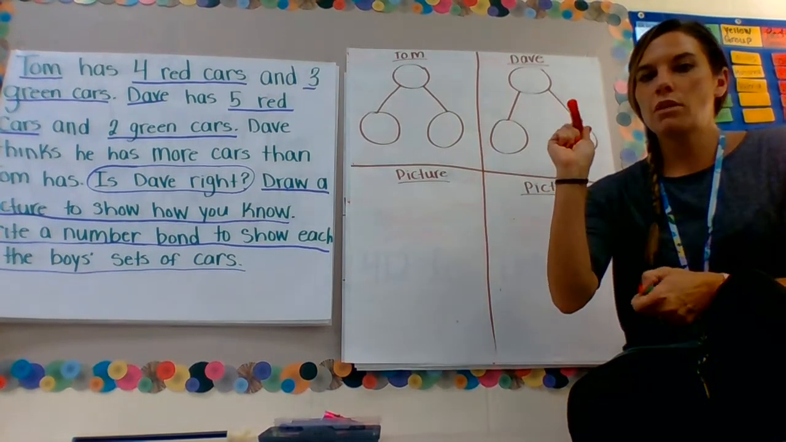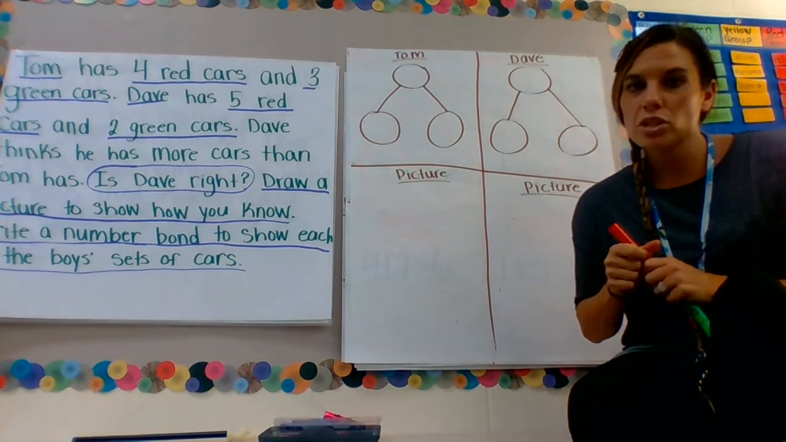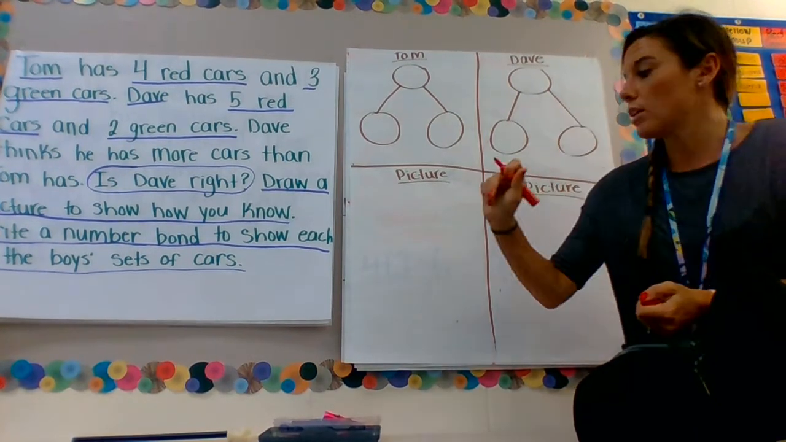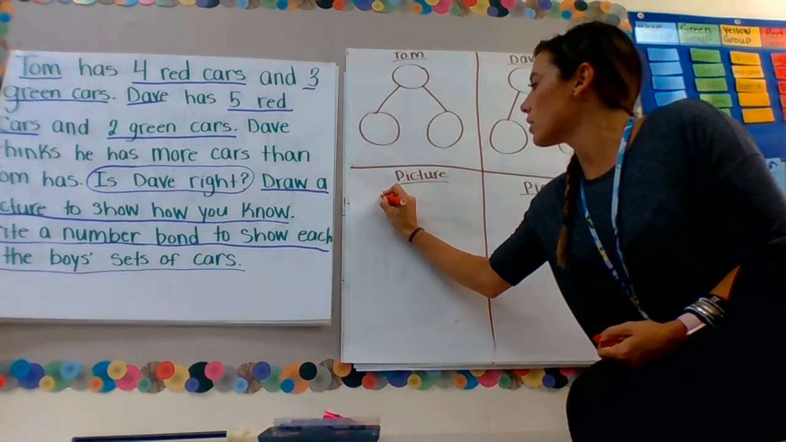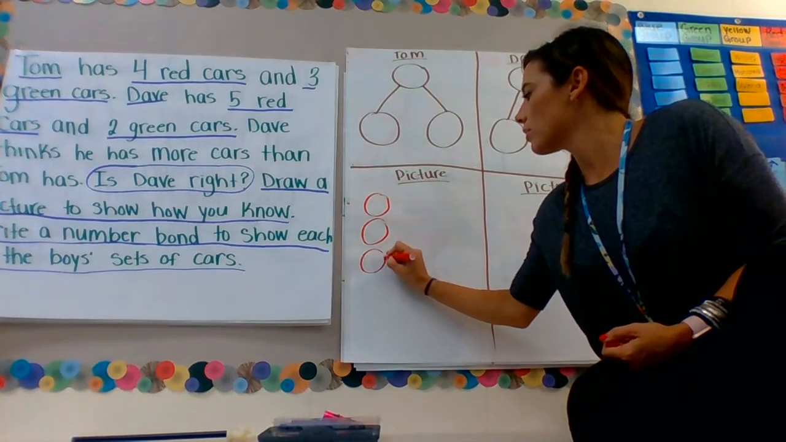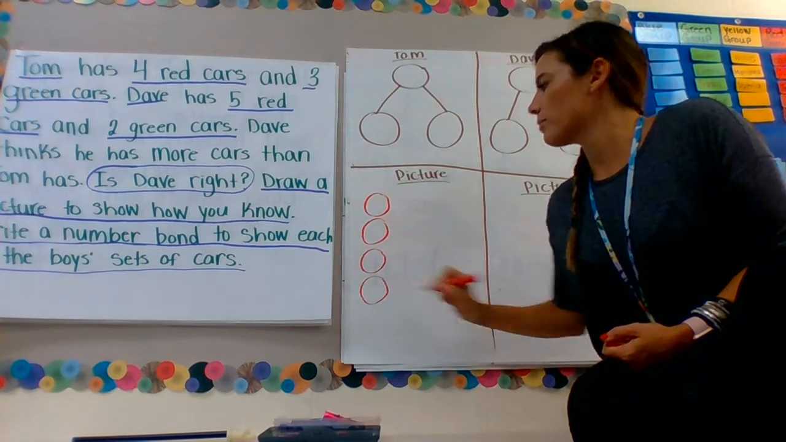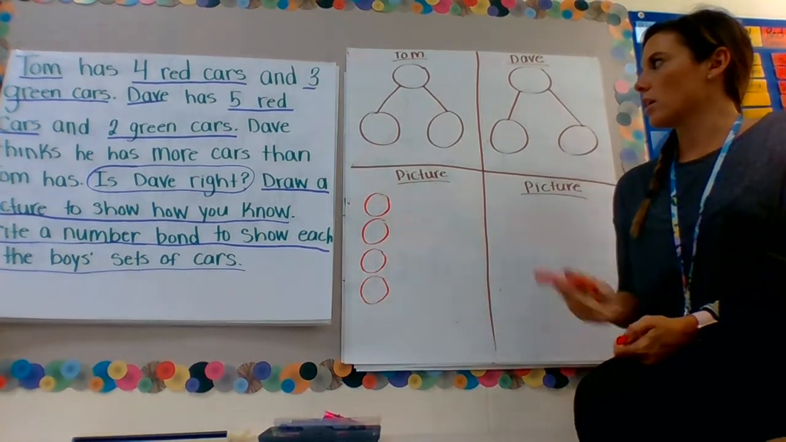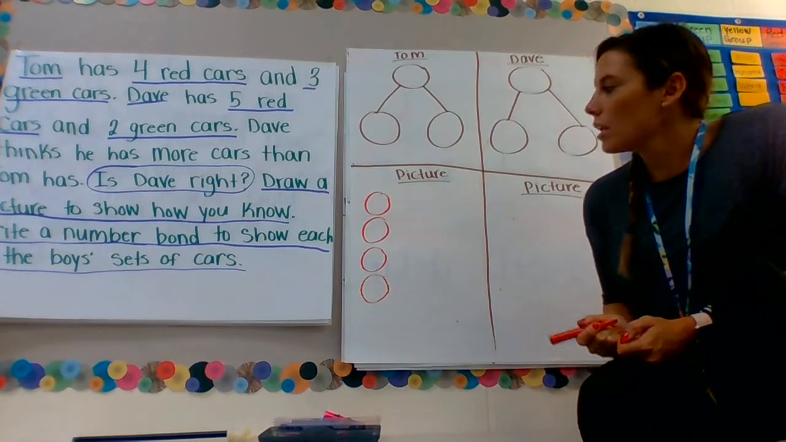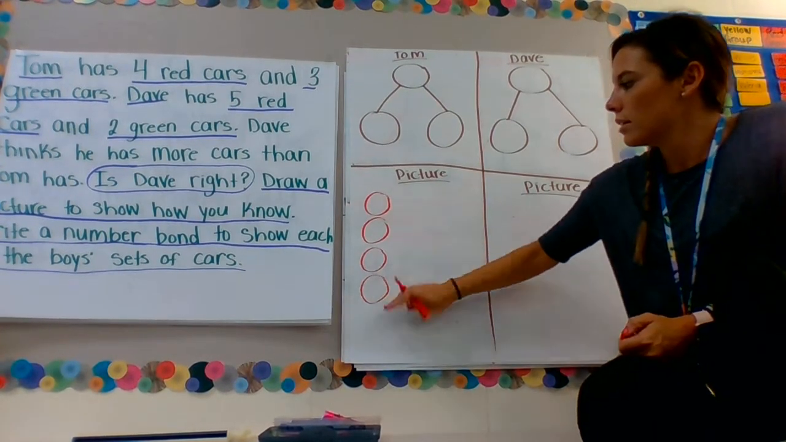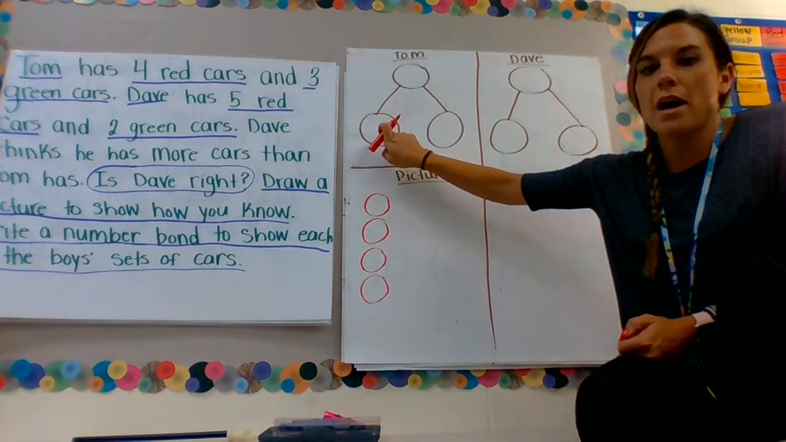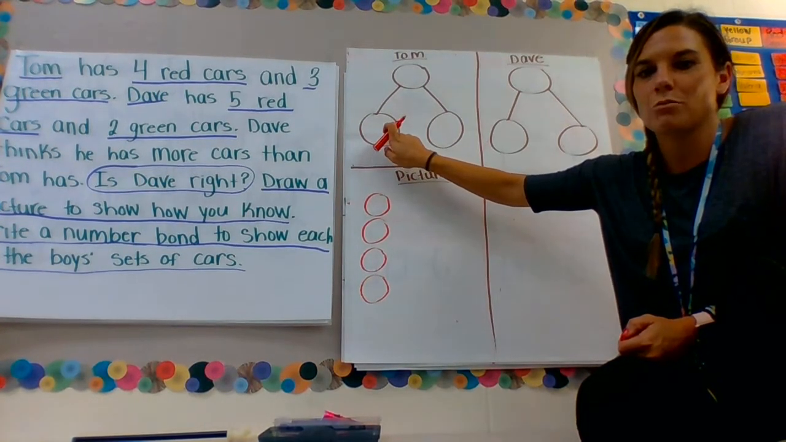So I'm going to get my red marker and I'm going to use magic circles. Remember, I'm going to pretend that they're cars. I'm going to draw 4 of them. 4 red cars. 1, 2, 3, 4. These are my red cars, okay? Guess what I'm going to do? I'm going to write this amount of cars in this circle of my number bond.